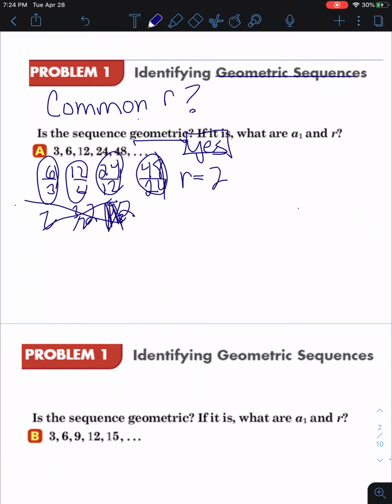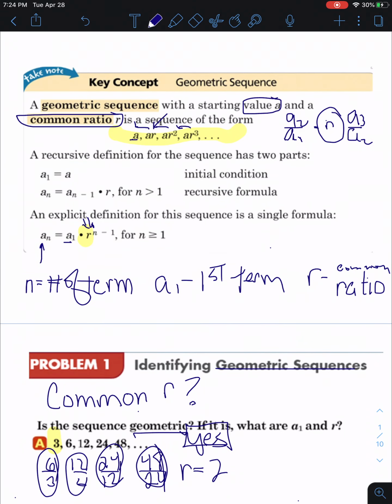All right. So let me just get rid of all of that stuff there. All right, so a sub 1. Well, that's the easiest thing to find. It's the very first term. So a sub 1 is 3. So what are we going to use? Well, we'll go back to this formula that's up here. A sub n equals a sub 1 times r to the n minus 1.